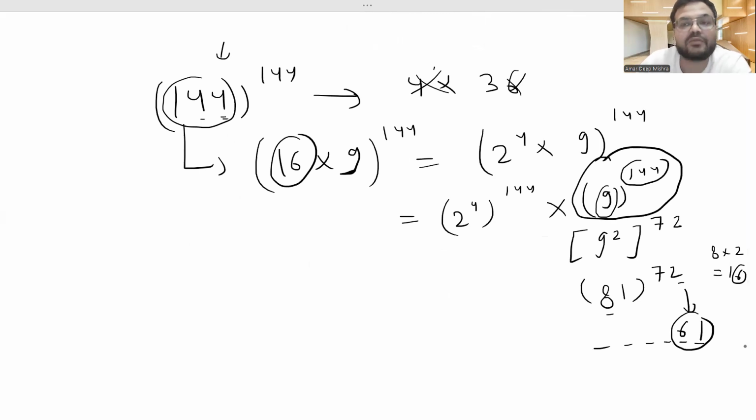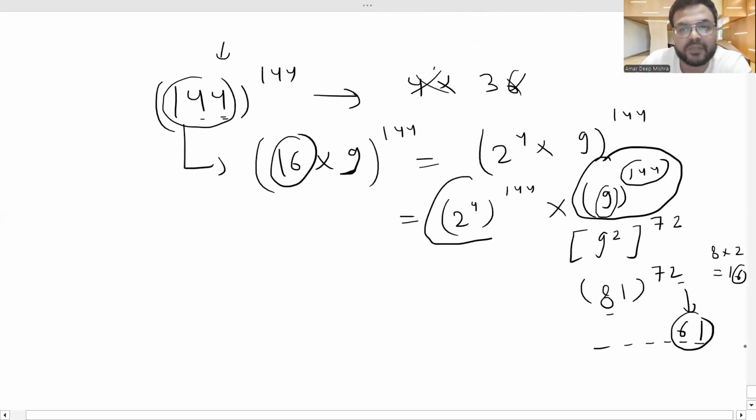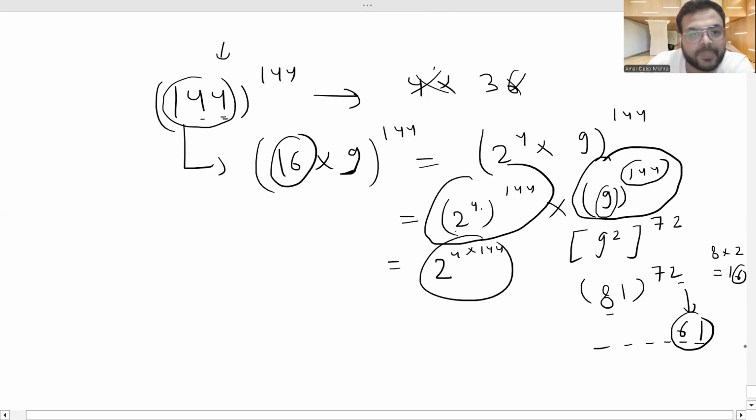Now we have to find out the last two digits for this part: (2 power 4) whole to the power 144. If you multiply these powers, you will get 2 power 4 into 144. Let me solve this part separately. 2 power 4 into 144 means 16 into 144, which is 576. Yeah, it is correct.